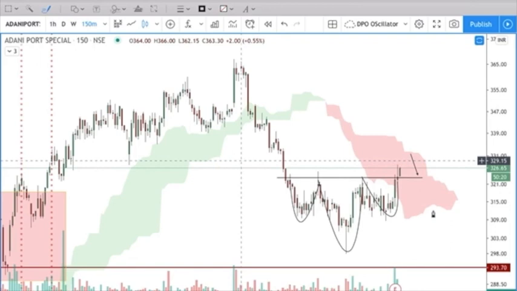A lot of people use entry points in different ways, and we will talk about some of the entry points later on. But this is to give you a brief idea as to what exactly a head and shoulder pattern is. In the next few videos, I will talk about what else we can do.